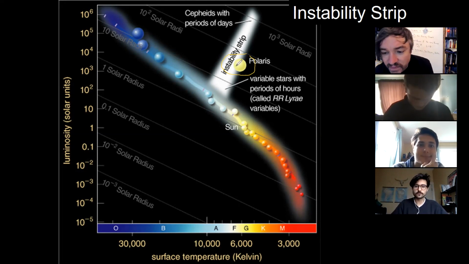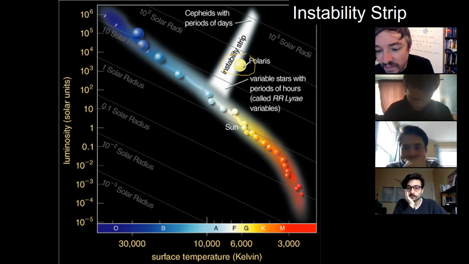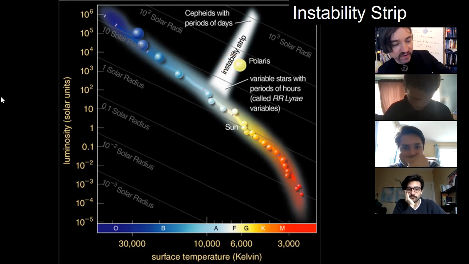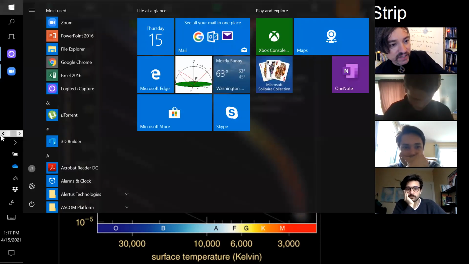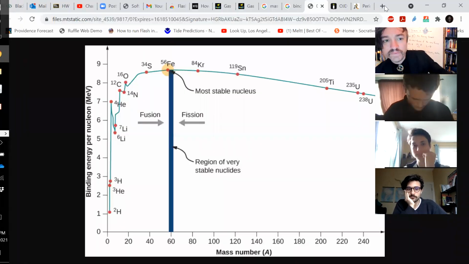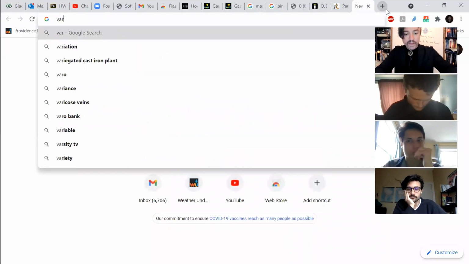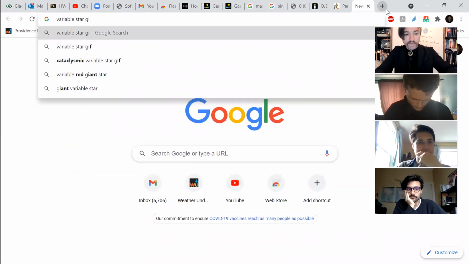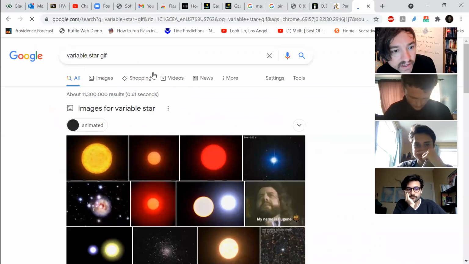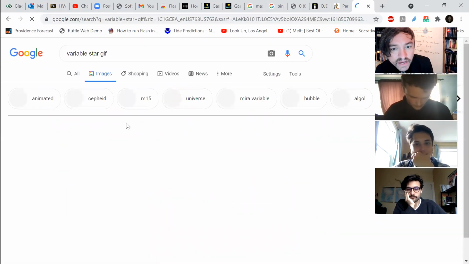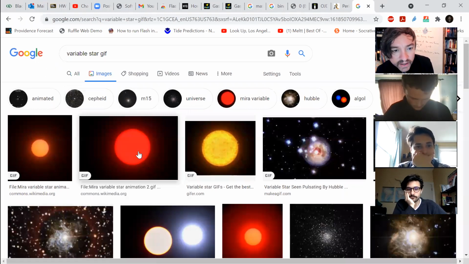Instead of the star actually being in hydrostatic equilibrium, these stars become variable stars, and they pulsate like an accordion while they're undergoing their helium fusion. So during this special stage of a star's life, let's look at a variable star GIF. Polaris is an example of one of these stars, and this is what it would look like.